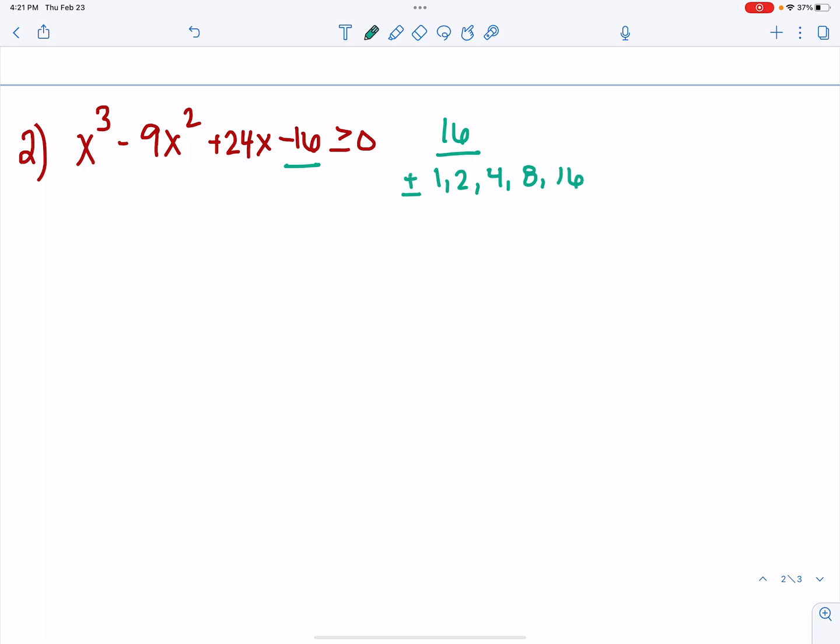All of that's going to be plus or minus. And now you just really need to guess which one of these is going to be the correct factor. So let's go ahead and guess one. Let's see what happens here.